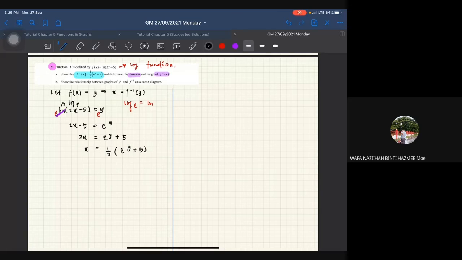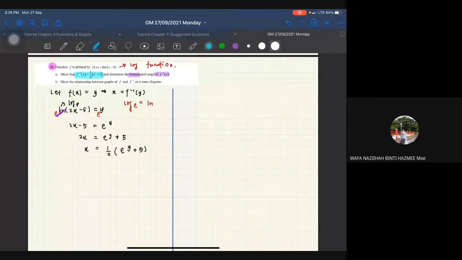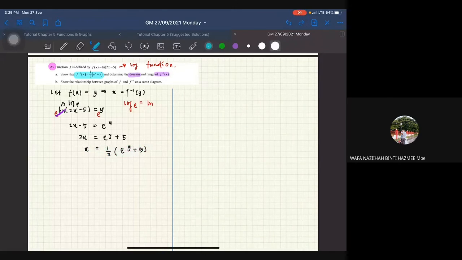Okay, sama already. This one dah sama. Okay, sabar. Belum ada conclusion lagi. Okay, so jangan lupa soalan minta kita cari f inverse of x. So, kena rewrite balik jawapan awak.